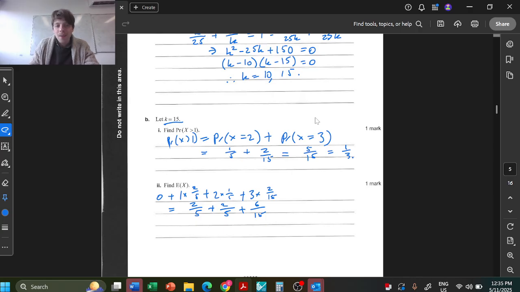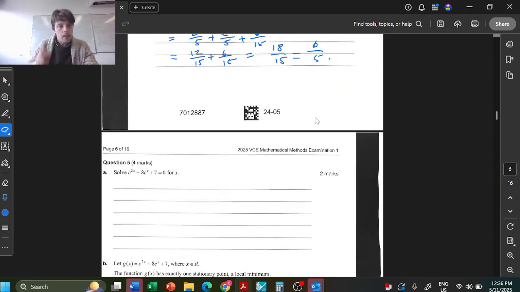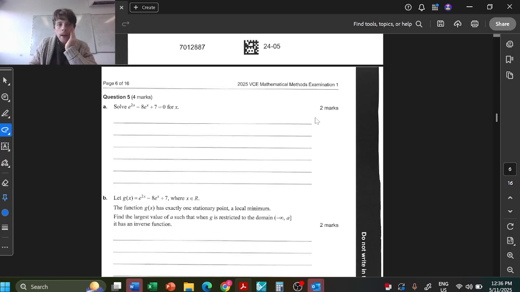Over 15. Okay, so that is going to give us 4 over 5, which is the same as 12 over 15, plus 6 over 15, which is equal to 18 over 15, which is divisible by 3. So that is 6 over 5. Yeah, awesome. Okay, 6 over 5 is the answer there. Fantastic. Whew. All right, moving on.